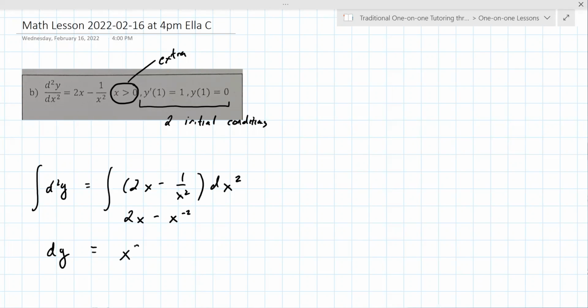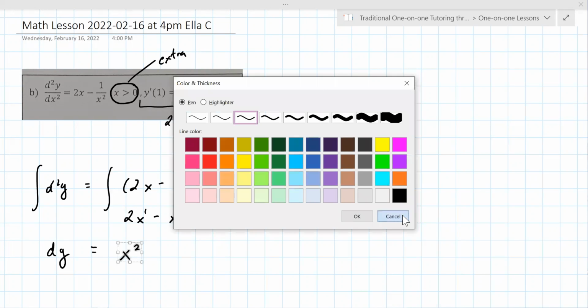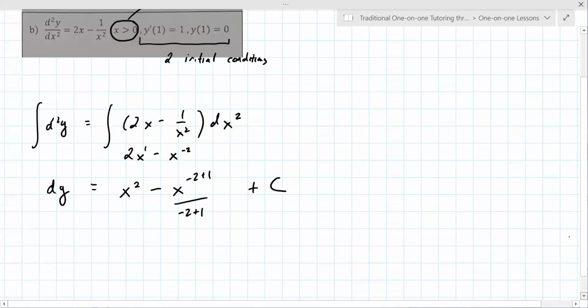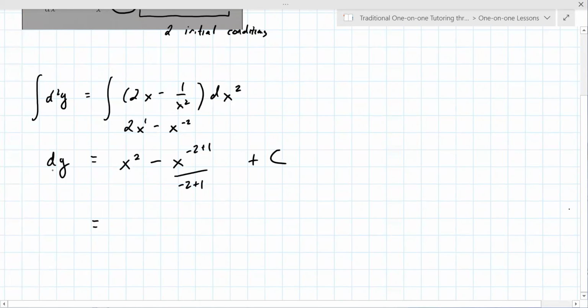So it becomes x squared minus, and then this one maybe isn't as clear, you add 1 over -2 plus 1, plus c. Okay, so your answer here, instead of writing dy, I'm going to write y prime. These are the same. After you integrate the first time, you get x squared plus, and this is x to the -1 over -1. The negatives cancel, and it looks like this.